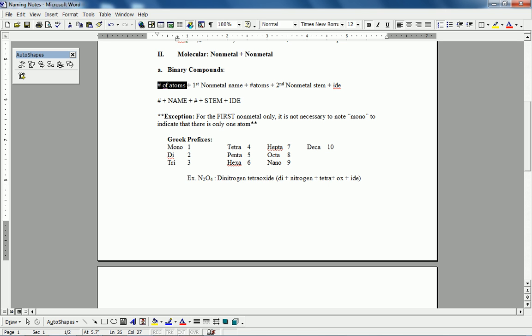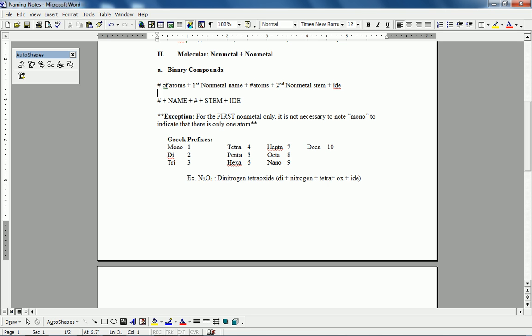So we'll say the number of atoms, then the name of the first, the number of atoms, the name of the second in stem form, and ide. So name, stem, ide with some numbers mixed in. Number, name, number, stem, ide. The only exception is for the first atom: do not say mono, thereafter you can. Here are the Greek prefixes: mono, di, tri, and so on and so forth.